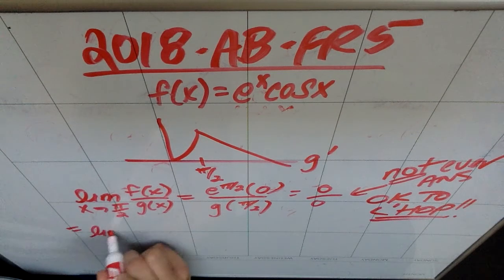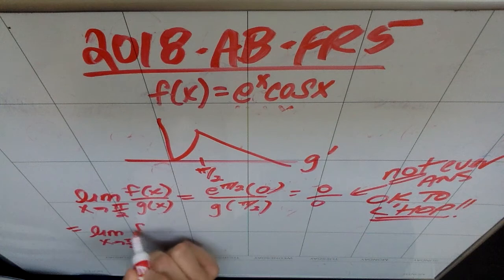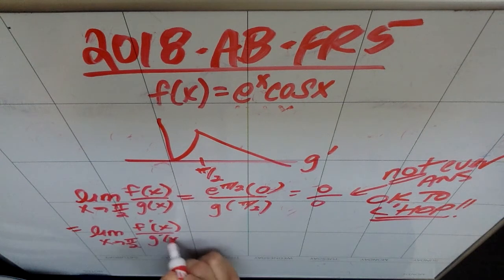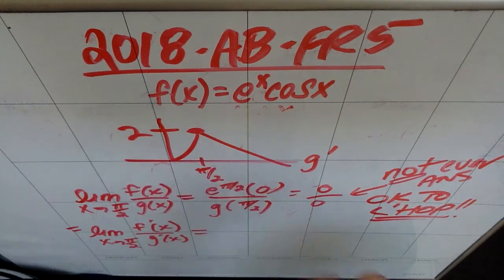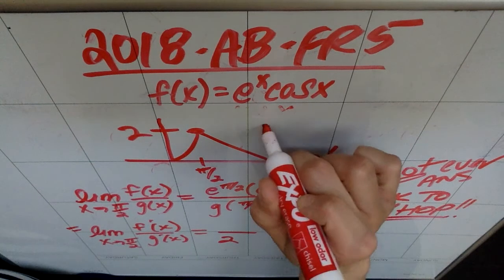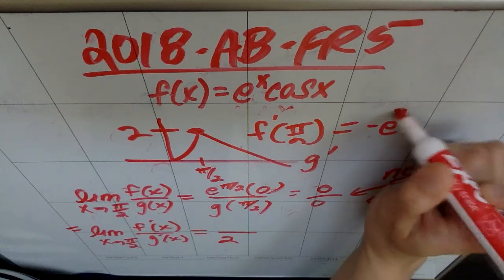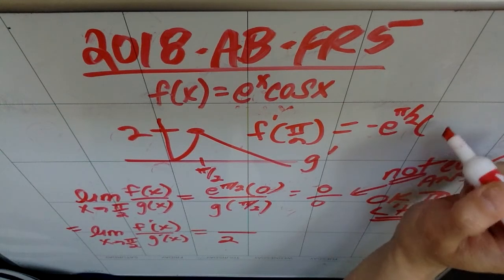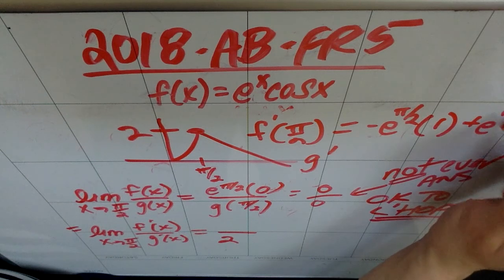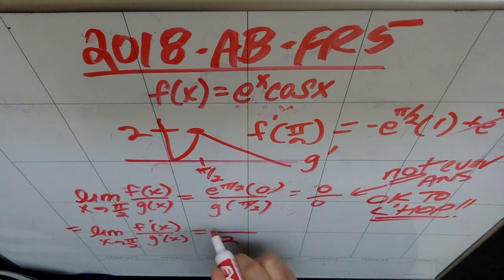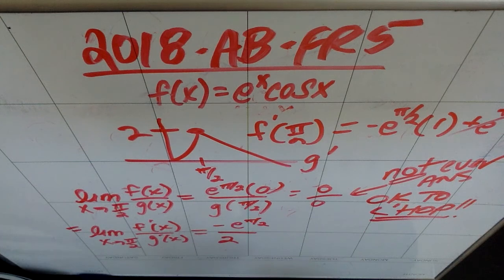So I can say that this is equal to the limit as x approaches pi over 2 of f prime of x over g prime of x. I can see physically that g prime of pi over 2 is 2. I can find f prime of pi over 2 by plugging the value into the f prime that I had. Unfortunately, I erased my f prime, and on a real problem, you would still have it. But my f prime of pi over 2 would have been negative e to the pi over 2 times the sine of pi over 2, which is 1, plus e to the pi over 2 times 0.